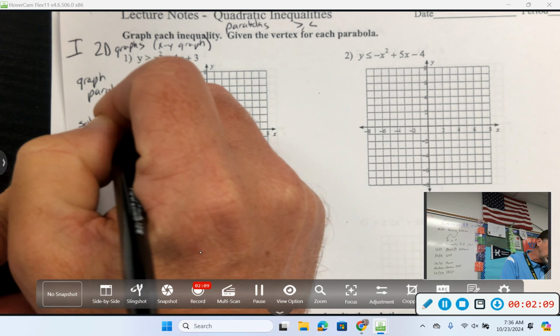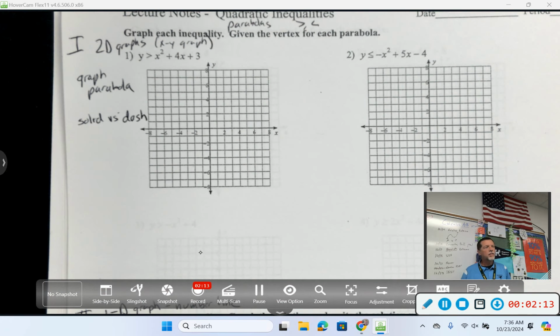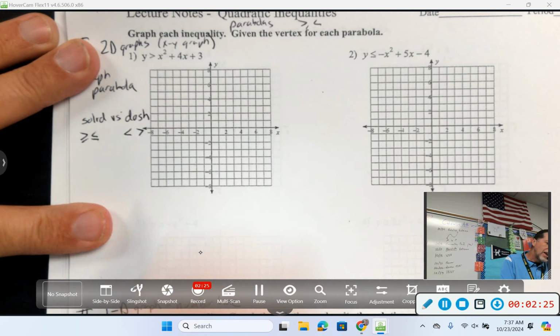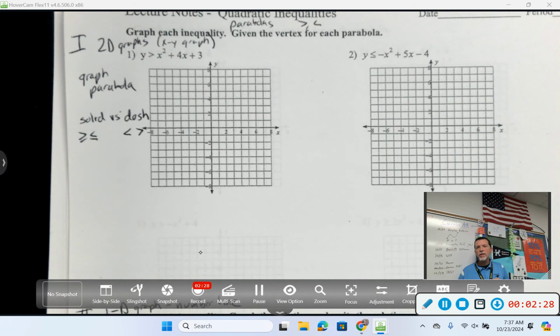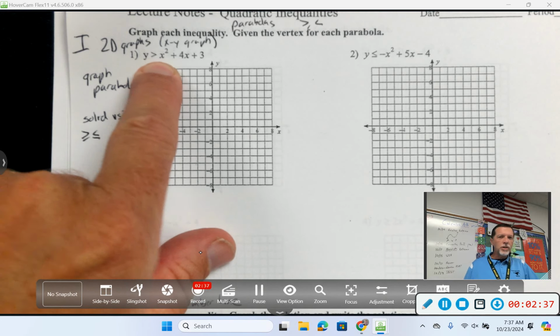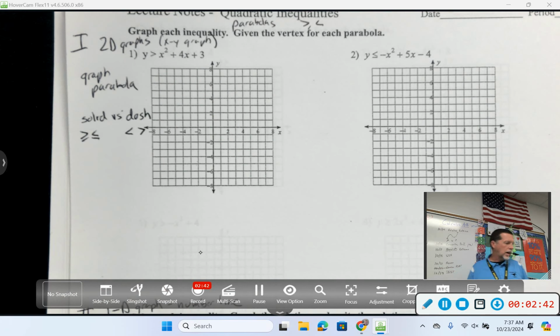So we'll be thinking about solid versus dashed. So when do you dash versus when do you solid? Heard lots of different things, but I think they were all right. Solid when it's equal to, dashed when it's not, right? Because equal to means you want to include the line, so you make it a solid line. If there's not an equal to, like this one, like number 1, you don't want to include the actual parabola, so you do a dashed line to indicate you don't want to include that.